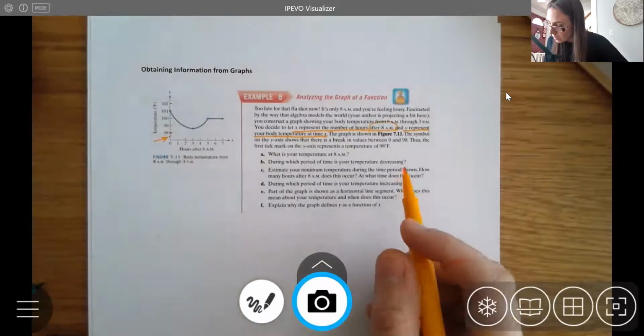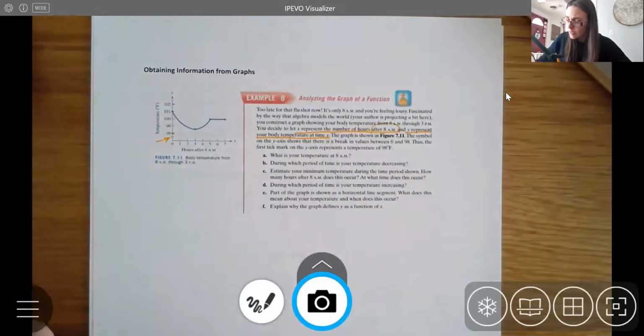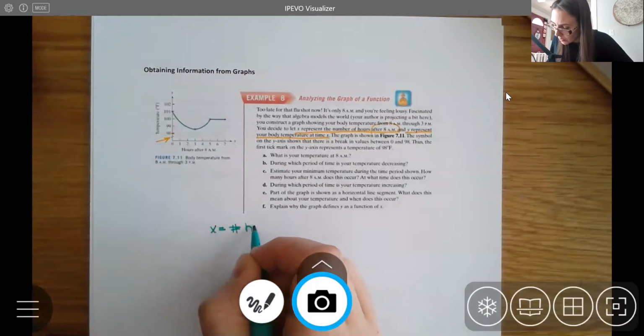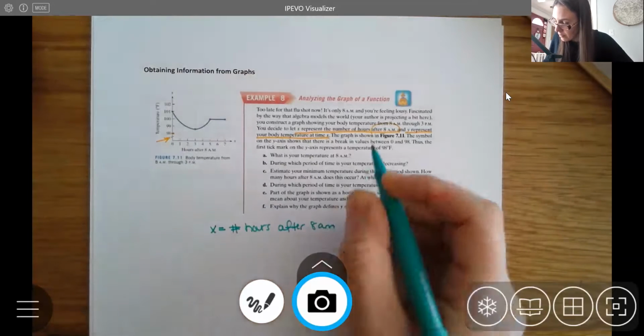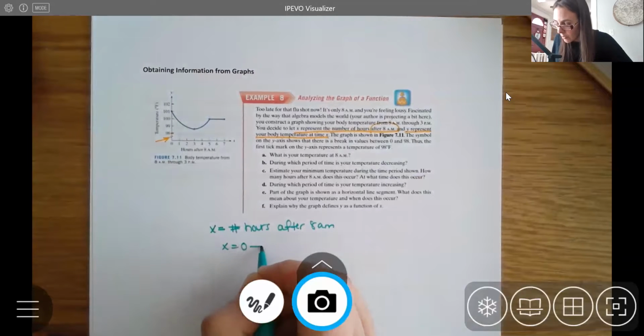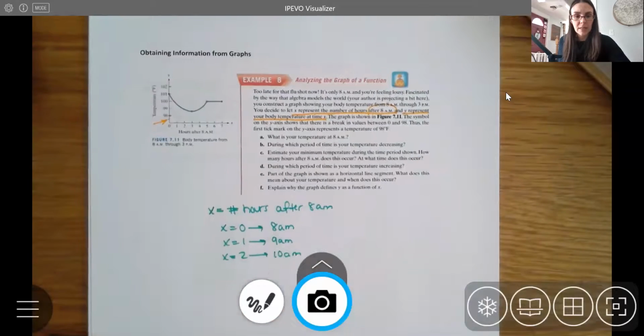And let's answer the question. So what is your temperature at 8 a.m.? Now you just want to be careful here. X is the number of hours, it says, after 8 a.m., right? So when X is equal to 0, this is at 8 a.m. When X is equal to 1, this would be 9 a.m. When X equals 2, this is 10 a.m. and so on. So that's what that means there.